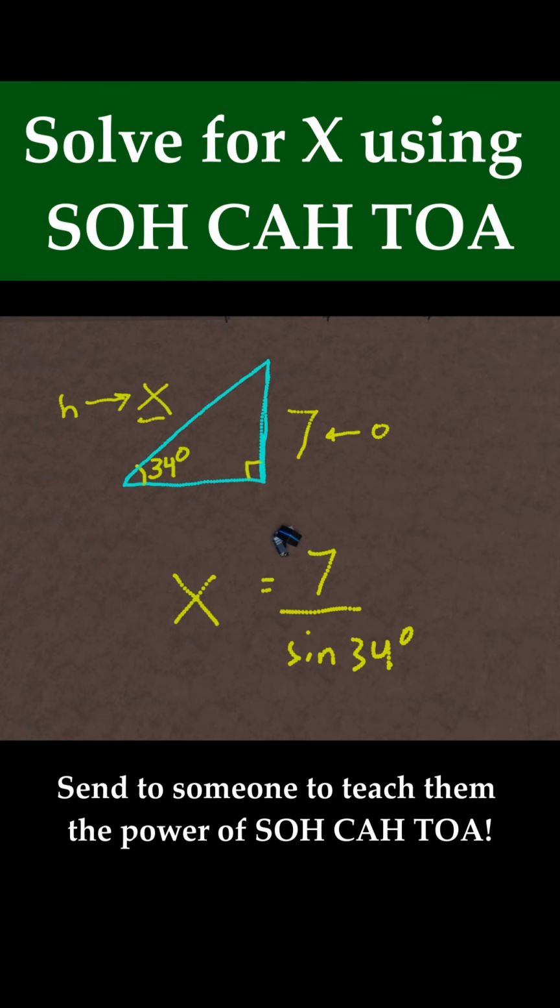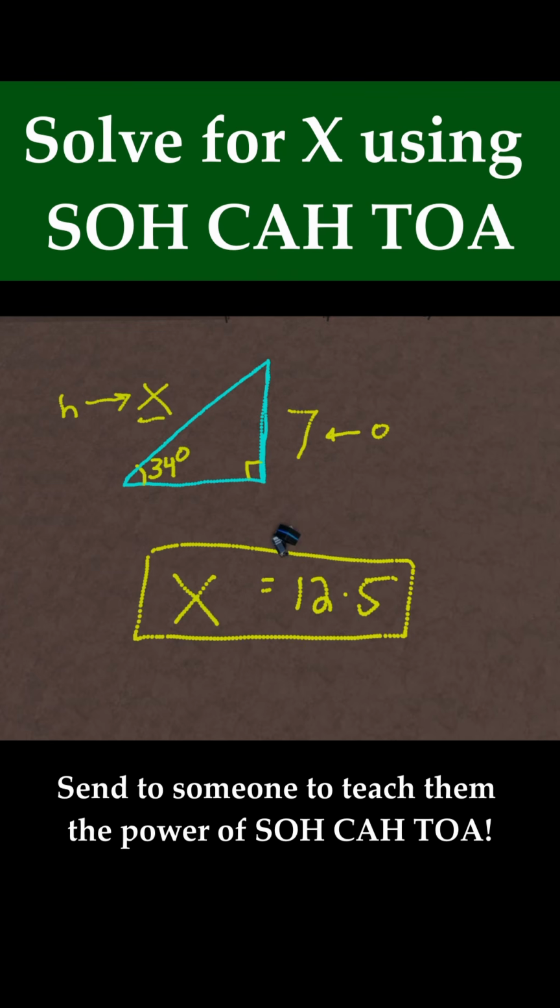And we can just compute this now on a calculator. So first, if you calculate sine of 34, that ends up being about 0.559. And now just do 7 divided by 0.559 on a calculator. If you do that, you're going to get that x is equal to 12.5. And that's how we can use SOH CAH TOA to find x in this case. Let's go on to a different problem.